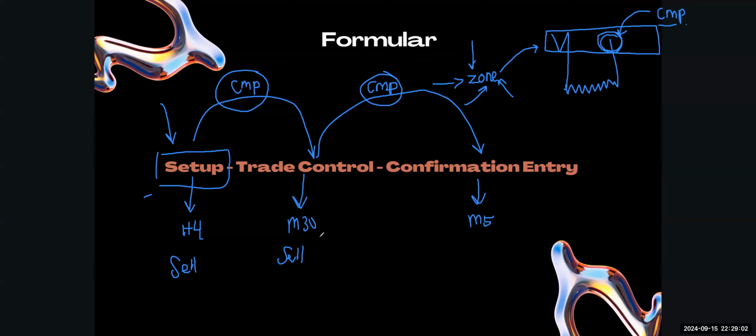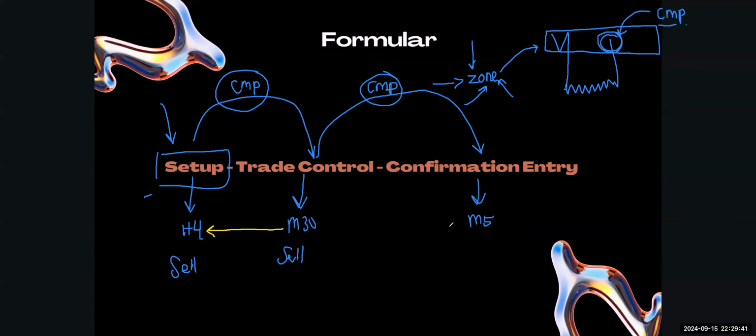So this M30, let me change the color. This M30 shows that this 4-hour, the price is going to respect this 4-hour. Why? Because M30 created a reaction. All right. And then since we're done with the 4-hour, to make sure the price respects our trade control, what we need to have is a confirmation entry, which is on the 5 minutes time frame, right? On the 5 minutes time frame.